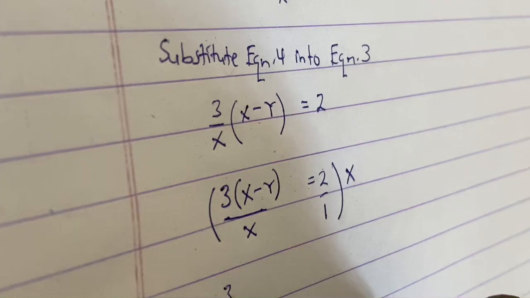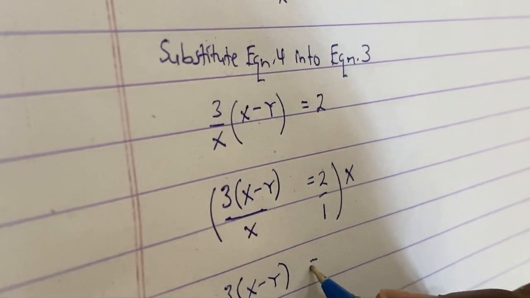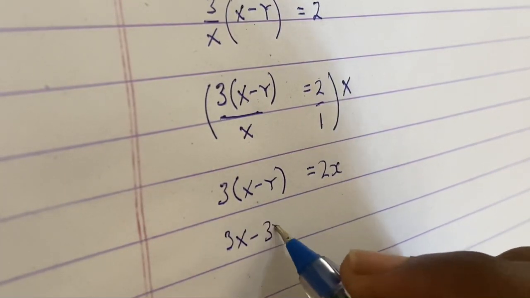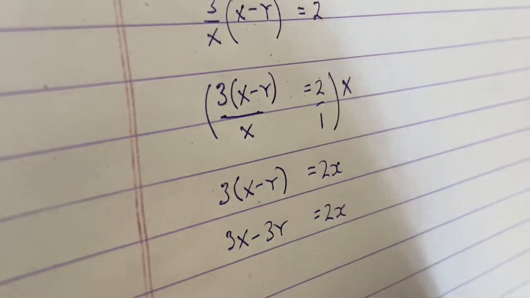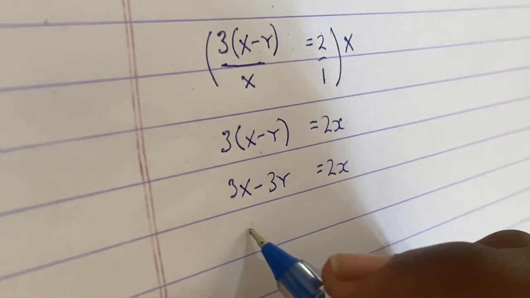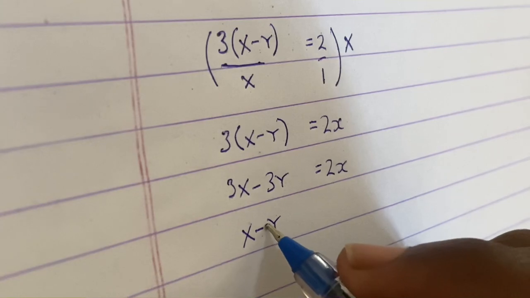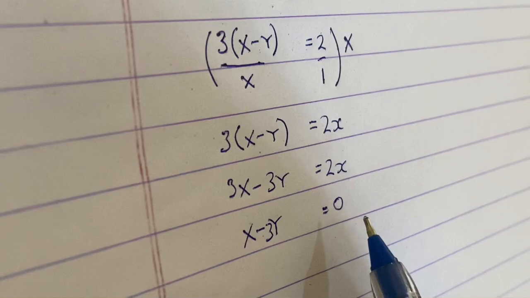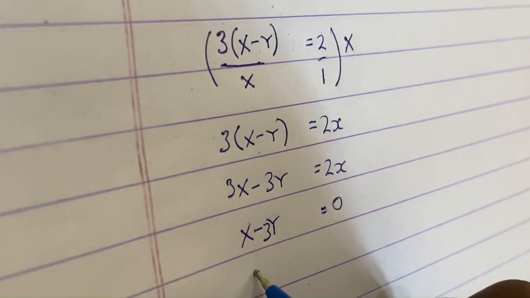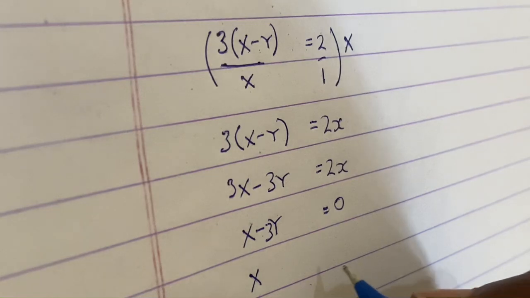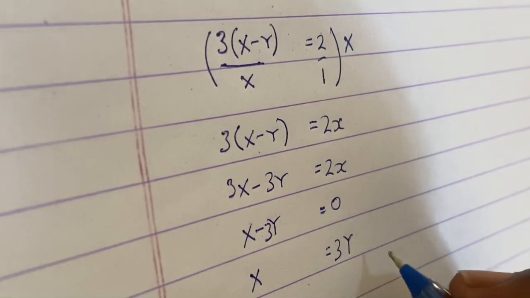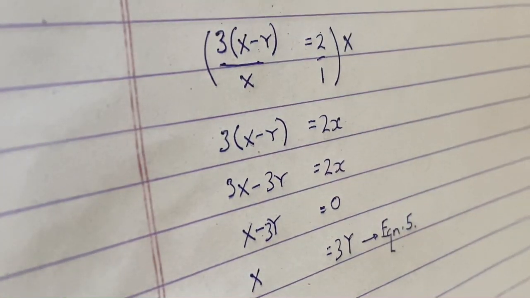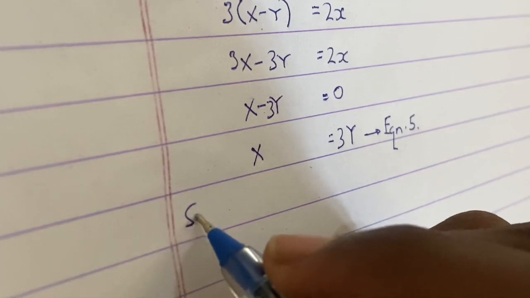So we are going to have 3 into x minus y is equal to 2x. So 3x minus 3y is equal to 2x. So x minus 3y is equal to 0 when we collect like terms. So we can make x the subject, so x will be equal to 3y. This is equation 5.